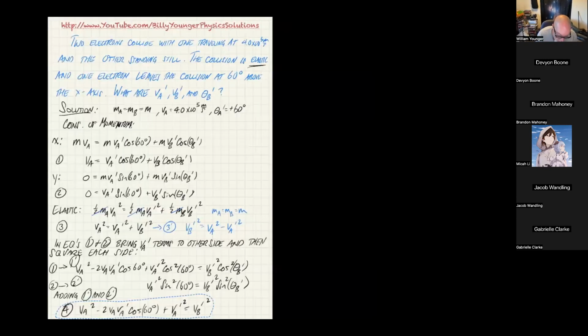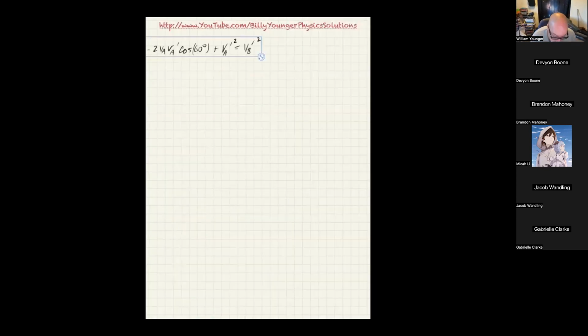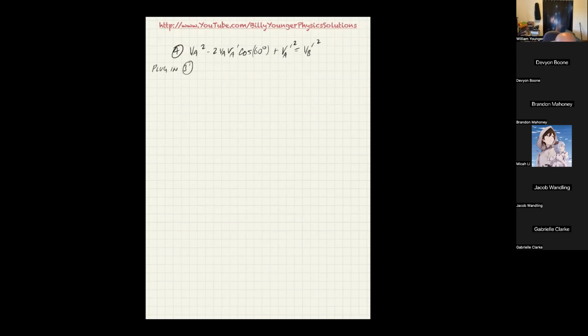I'm going to copy that. Now I'm going to paste it up here. Okay, so I've got that. Now what I'm going to do is plug in equation 3 prime, and that'll give me VA squared minus 2 VA VA prime cosine 60 degrees plus VA prime squared is equal to VA squared minus VA prime squared. So that's where I've substituted equation 3 prime.